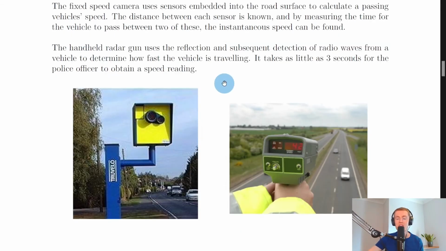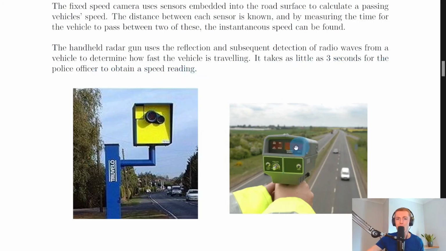Another way to measure instantaneous speed used by the police is this thing called the handheld radar gun. And this uses the reflection and subsequent detection of radio waves from a vehicle to determine how fast the vehicle is travelling. It takes as little as 3 seconds for the police officer to obtain a speed reading.